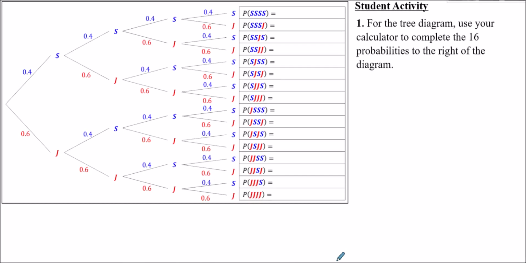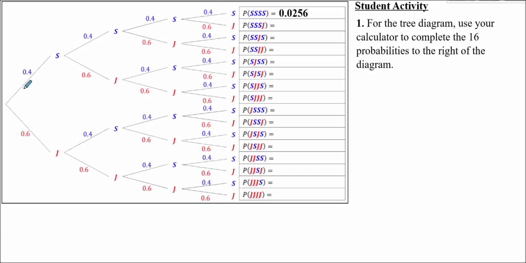So I'm just putting this tree diagram to the side for a moment. So the activity, question 1, was for the tree diagram, use your calculator to complete the 16 probabilities to the right of the diagram. So let's start at the top. What's the probability that Sean wins all 4 games? We're looking at the very top branch here. 0.4 times 0.4 times 0.4 times 0.4. 0.4 to the power 4. If you did that, you should have got 0.0256.